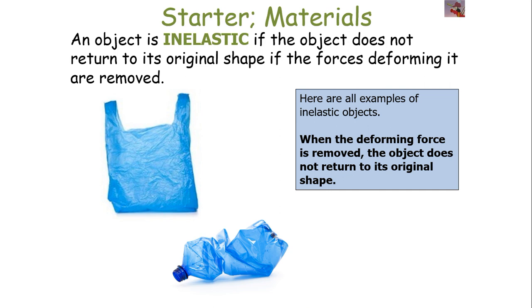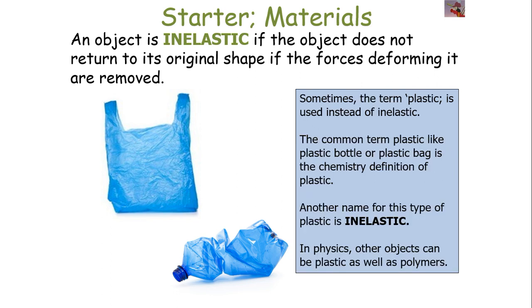Now, an object is inelastic if the object does not return to its original shape when the forces deforming it are removed. So in these examples, when the deforming force is removed, the object stays deformed. It doesn't return to its original shape. Sometimes the term plastic is used instead of inelastic. The common term plastic, like plastic bottle or plastic bag, tends to be from the chemistry definition of plastic. In physics, objects as well as the traditional plastic objects can behave plastically or inelastically as well as those polymers.